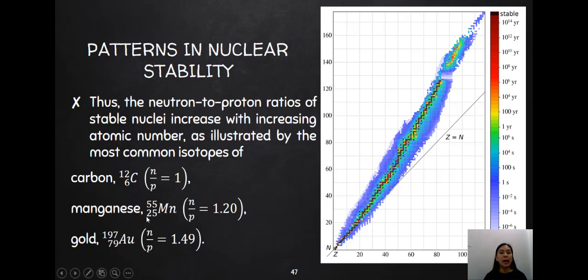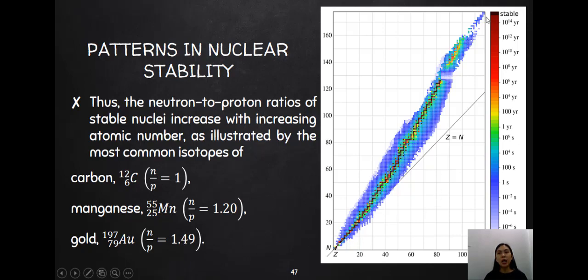You also have manganese, which is a stable nuclide as well, having a number of protons equal to 25, and the number of neutrons around 30, such that if you get the ratio, it's 1.2. And you also have gold, whose ratio is equal to 1.49. Pag titignan nyo naman sa gold, medyo malayo na siya sa 1. Pero dito nga siya nagpo-fall.